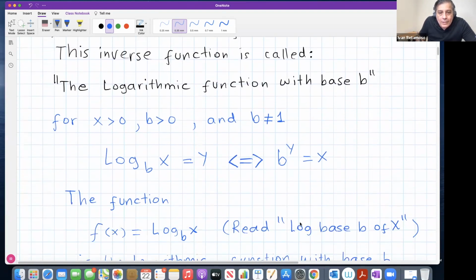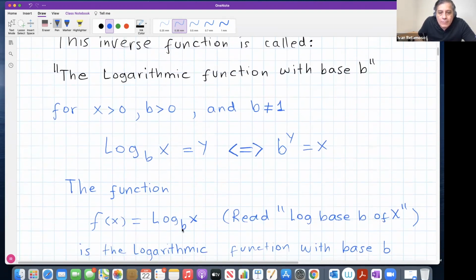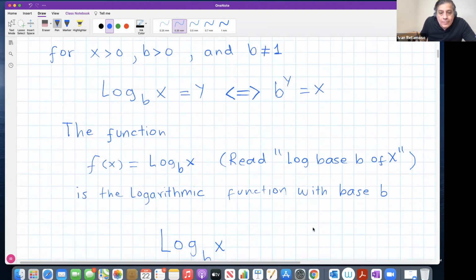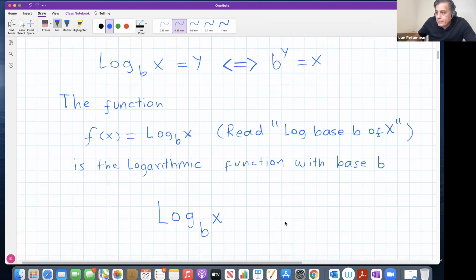Okay, now this function f of x equals log base b of x, read log base b of x, is the logarithmic function with base b, okay? Now, when you have this log, two components are important. This component we said is going to be called the base, right? And this other component, the given number that you have to achieve the exponentiation, is going to be called the argument of the log.